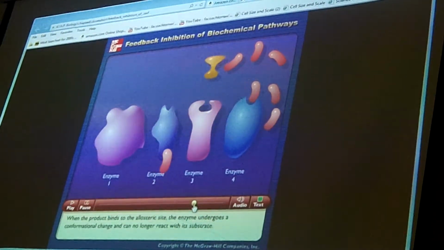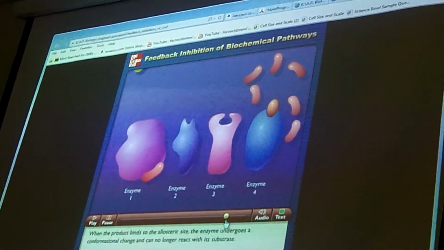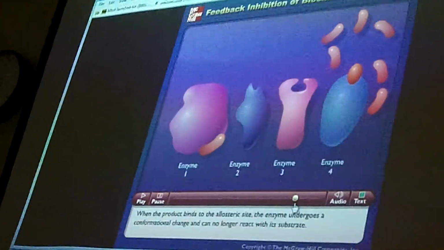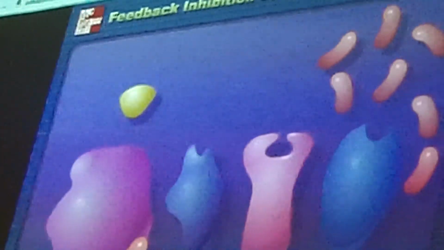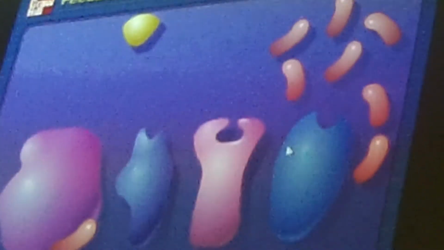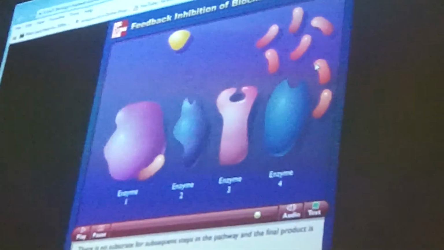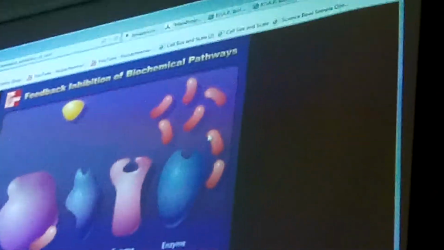Watch the active site change. Here we go. It binds. Watch the active site change. Whoop. Did you see it close up? And it can no longer accept substrate. So we stop forming products. And that happens automatically. Once we have enough product, some of the product will just happen to bind to the allosteric site on the first enzyme in the chain, and you won't make any more product. You've shut it off because you've made enough.